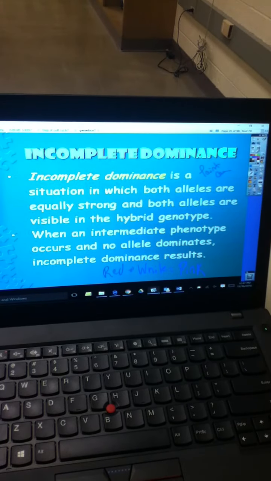I like to think of incomplete dominance as the paint can effect. They're both equally strong, so you end up with an intermediate phenotype, so something different than you had before. And that's it for page 2.